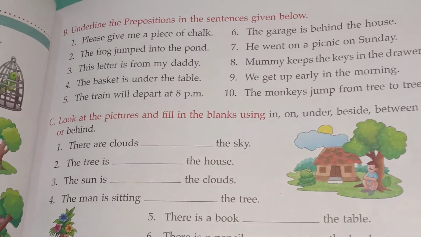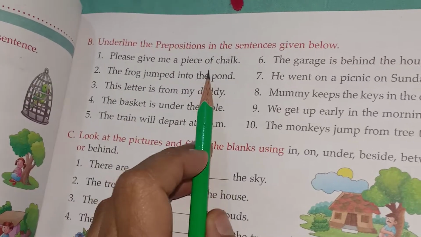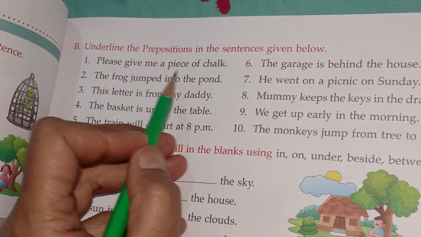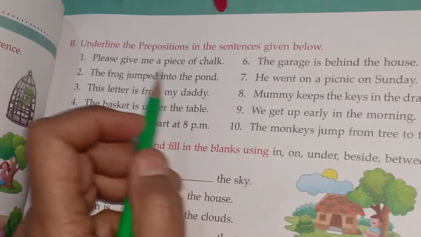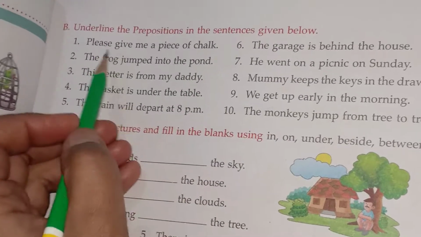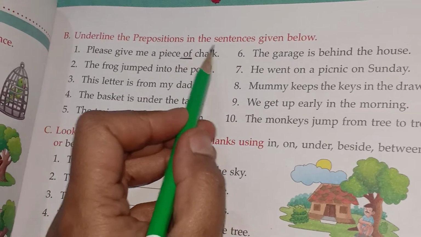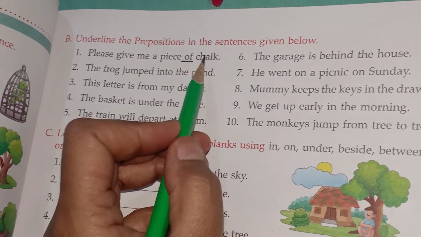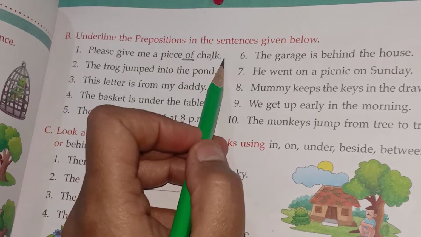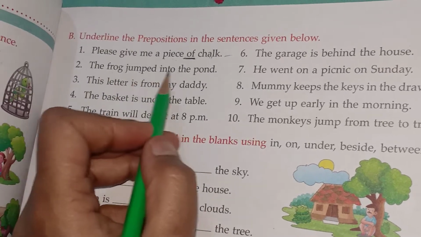So children, in this exercise you have to read the sentences very carefully and then underline the prepositions. Our first sentence is, please give me a piece of chalk. In Hindi it will mean, please mujhe piece of chalk de dijiye. So in this sentence, of is your preposition. Chalk is a noun, a thing, and we have asked about its position, what kind of piece, piece of chalk. Clear?